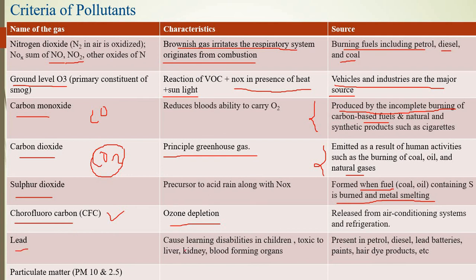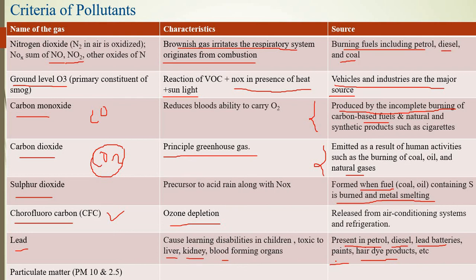Then after that, lead causes learning disability in children, and is toxic to liver, kidney and blood forming organs. નાના બાળકોને ડિઝીઝ જનરેટ કરે છે, હાઈલી ટોક્સિક હોવાથી એ લીવર કિડની અને બ્લડમાં પણ પ્રોબ્લેમ કરે છે લીડ. Lead is present in petrol, diesel, lead battery, paint, hair dryer products. Most of the sources of lead are petrol and diesel, where some lead is available. Also we use lead the most in our lead type batteries.